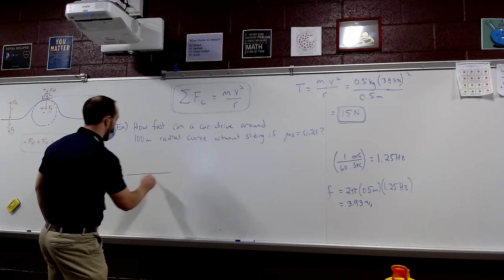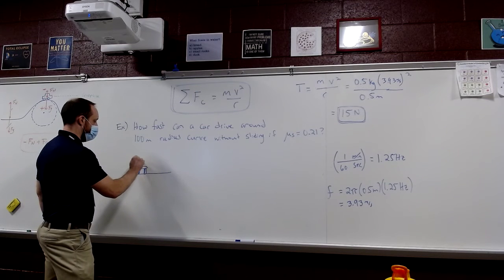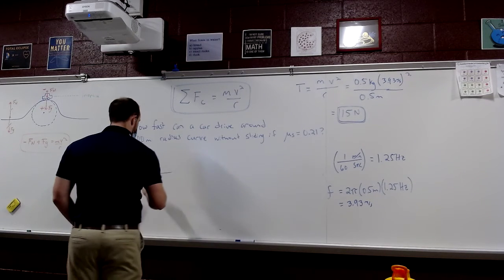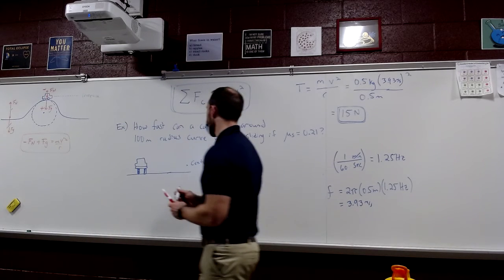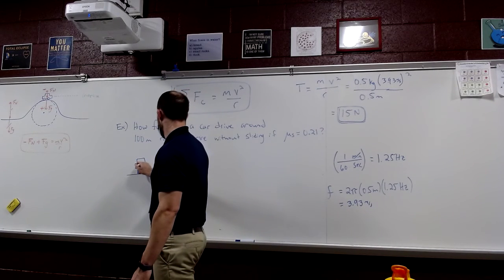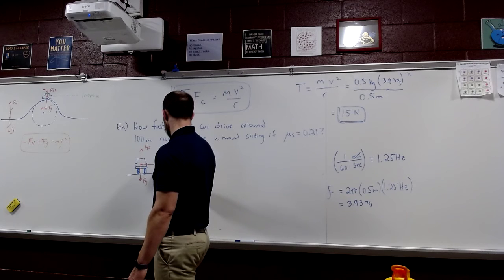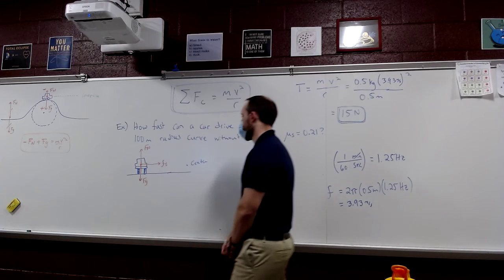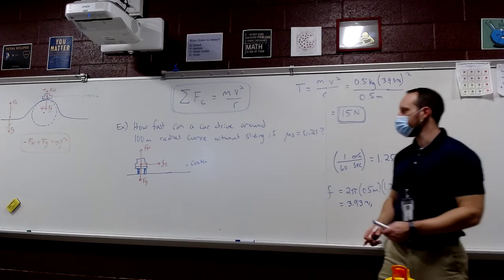So we draw our picture, which I've already drawn once before. We'll draw the side view of the car again. Let's say the car is making a right turn, so the center of the turn is over here to the right. We have three different forces acting on the car: friction, normal force, and gravity. And friction's providing our centripetal force that's helping us make the turn.